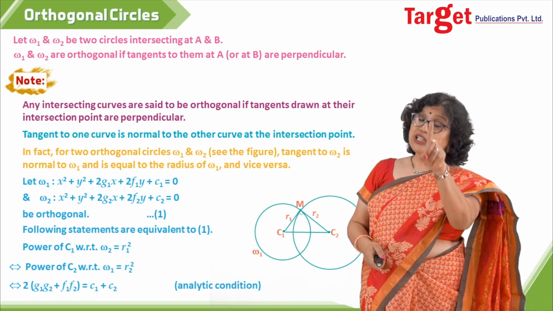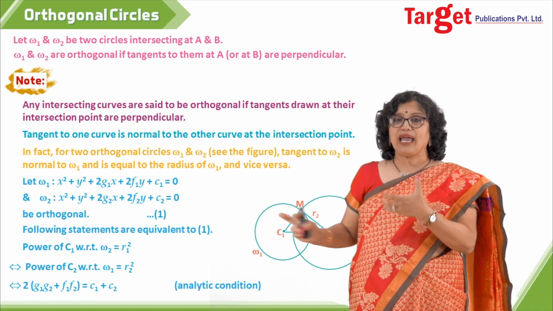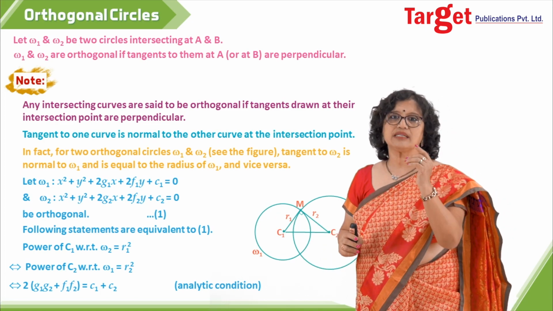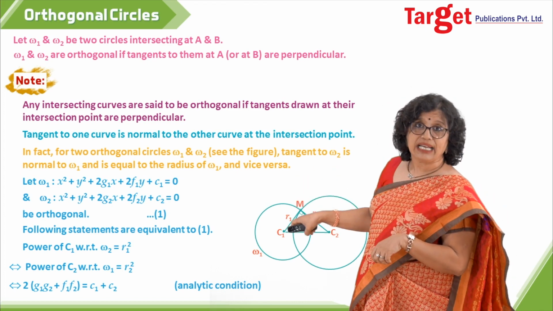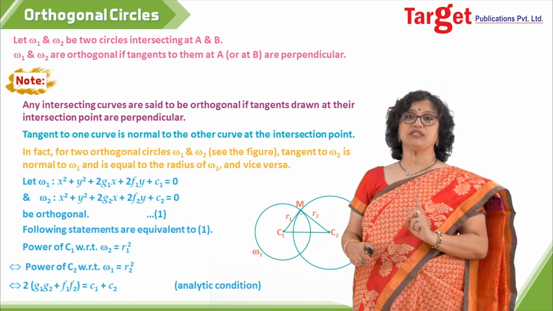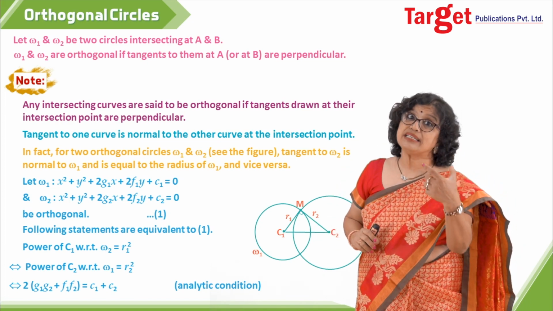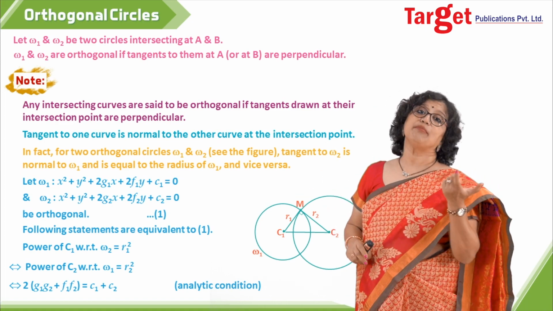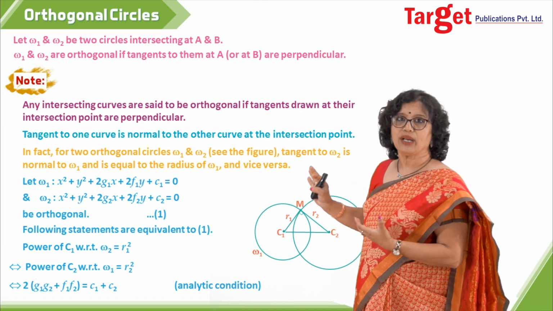Okay. Also, this all leads to one analytical condition. So, why am I writing this? Because from a problem solving point of view, it is not only understanding. Certain things have to be worked out also. For working, what we will need is twice of (g1 g2 plus f1 f2) equal to c1 plus c2. Now, wherever you get this kind of thing, that means those two circles are given to be orthogonal, whose centers are (minus g1, minus f1) and (minus g2, minus f2). I hope you are clear.